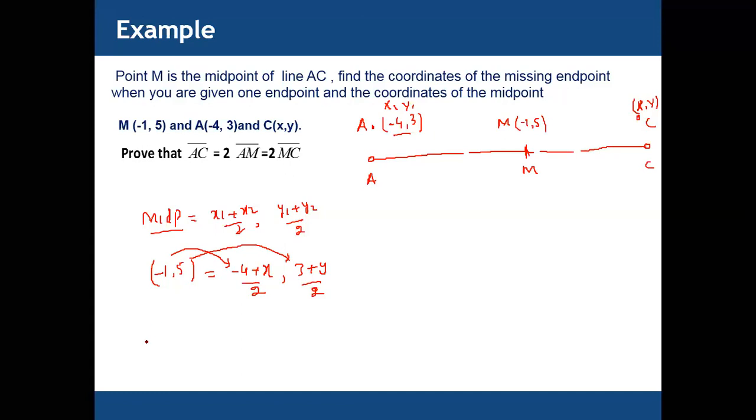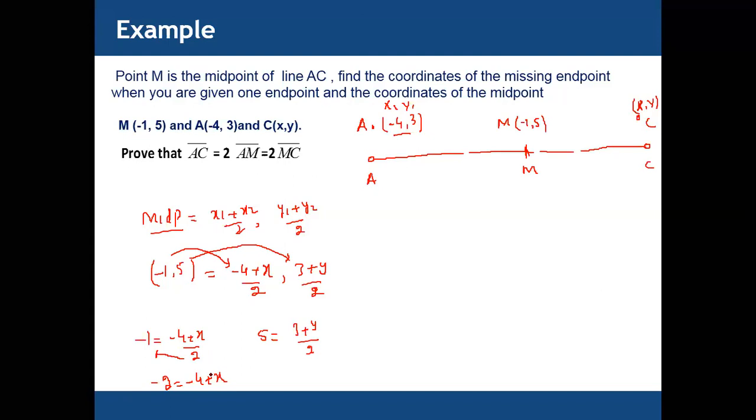We have the first number -1, so -1 compared with (-4 plus x) divided by 2. The second number is 5, so 5 equals (3 plus y) divided by 2. Okay, multiplying both sides by 2, we get -2 equal to -4 plus x.